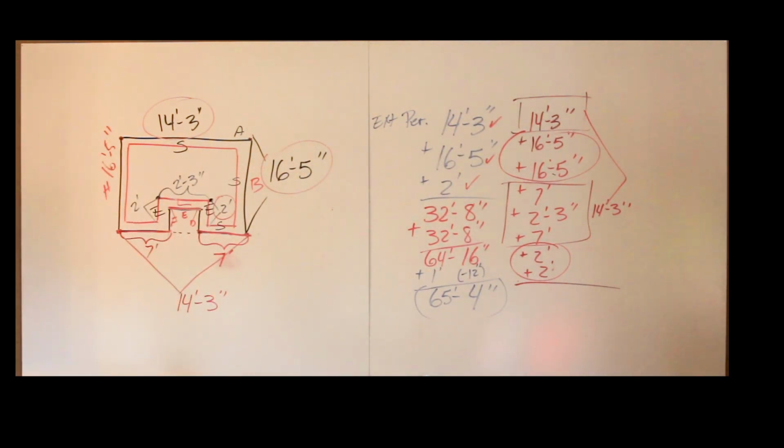All right, so that was the exterior perimeter. When looking for the interior perimeter, same way, same process. Just make sure you're grabbing the numbers on the inside. All right, that's that.